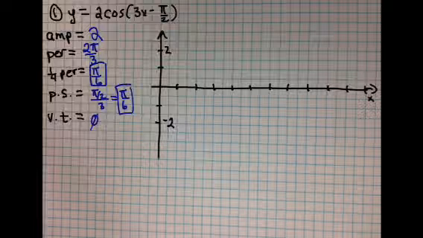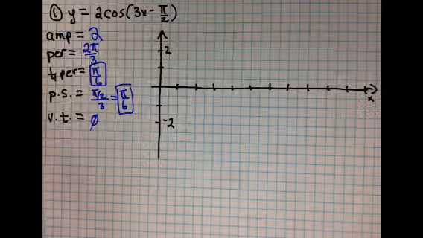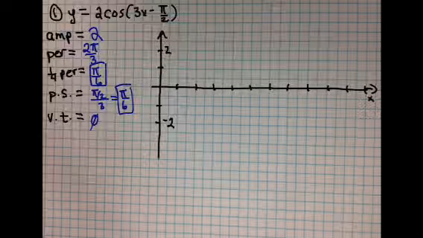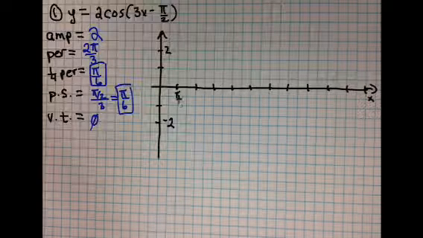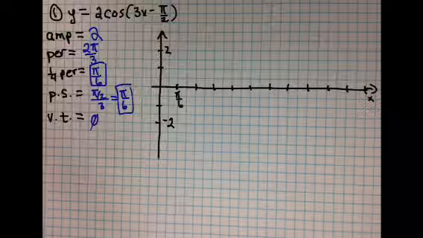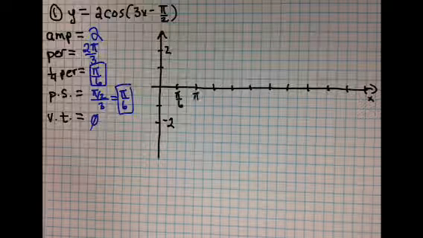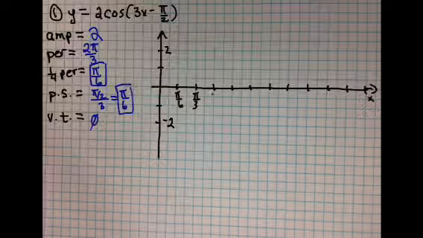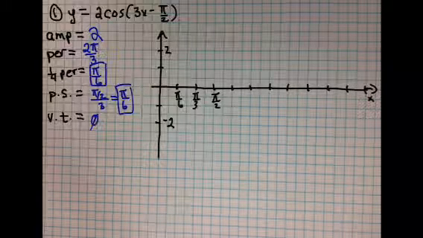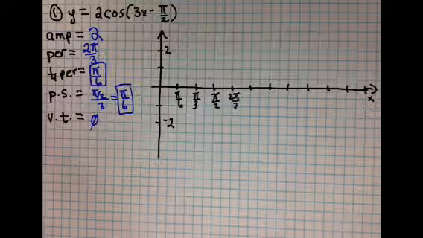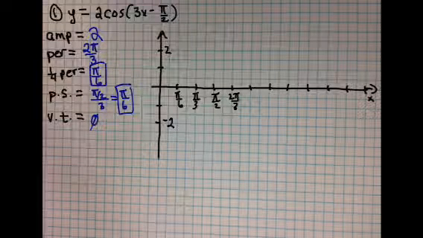And then we're going to label the phase shift, which is pi over 6 to the right. Okay, so every tick mark is going to be pi over 6. So I'll start here, pi over 6. 2 pi over 6 is the same as pi over 3. 3 pi over 6 is pi over 2. 4 pi over 6 is 2 pi over 3. And that's one period right there, 2 pi over 3.